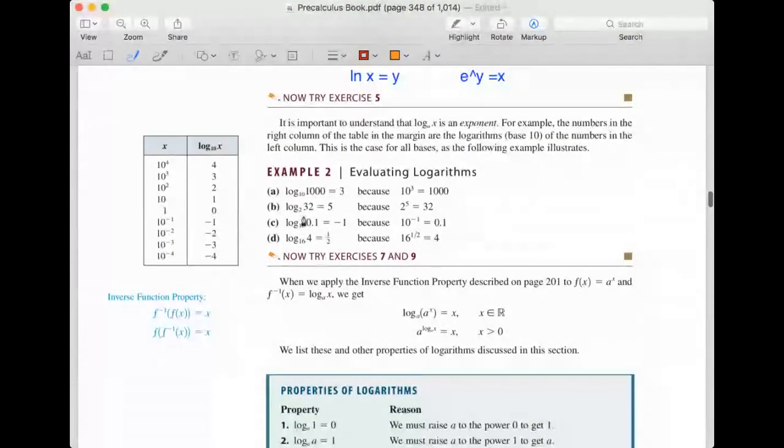Let's see these ones. So this is log base 10 of 1000 equals 3. Why? Because 10 raised to the power 3 equals 1000, right? Log base 2 of 32 equals 5. Why? Because 2 raised to the power 5 equals 32. Log base 10 of 0.1 equals -1, because 10 raised to the power -1 equals 1 over 10, which is 0.1. Log base 16 of 4 equals a half, because 16 raised to the power of a half is the square root of 16, which is 4.